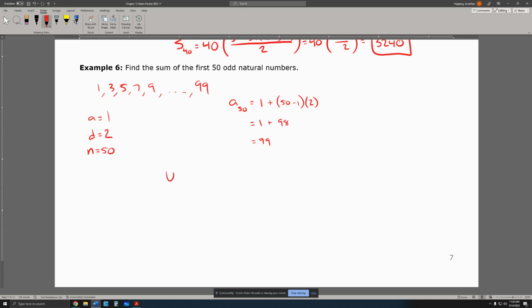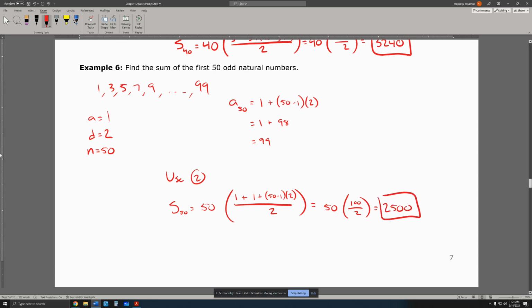Okay? I'm going to use the second method. Since we already found our explicit definition, to me that seems a little bit easier. So S50 is equal to 50 times the quantity, first term 1, plus our explicit definition, 1 plus the quantity 50 minus 1 times our common difference 2, all over 2. This is equal to 50 times, well, 50 minus 1 times 2 is 98, plus 2 is 100, over 2. This is equal to 50 times 50, which is 2,500.